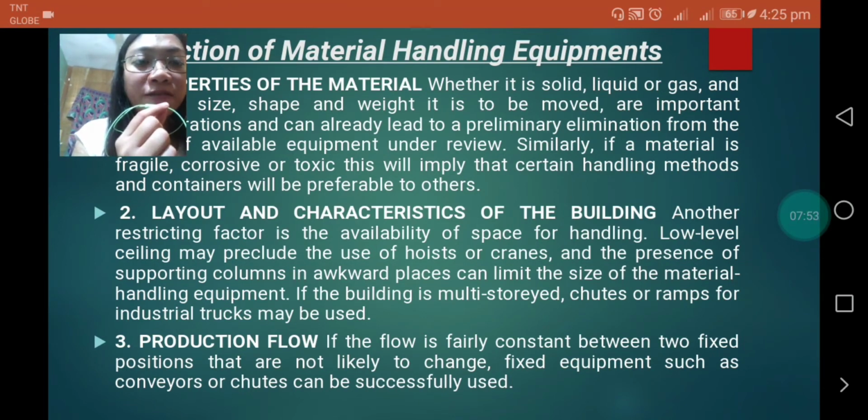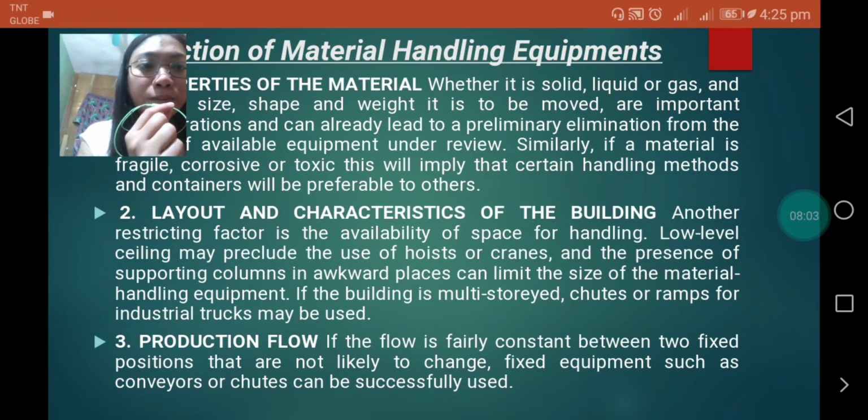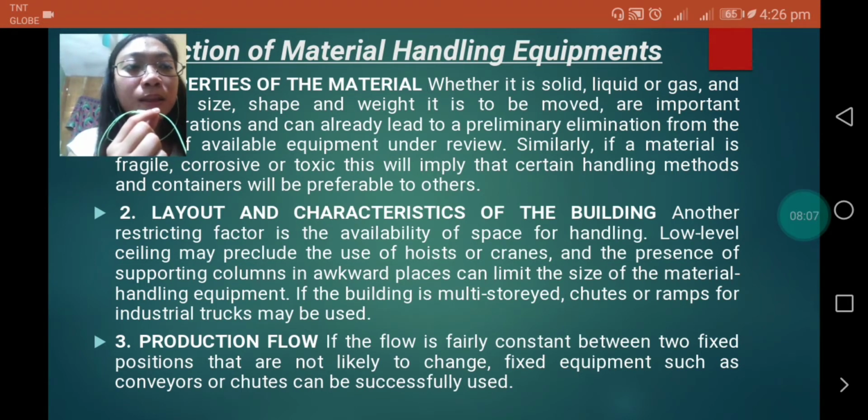Another restricting factor is the availability of space for handling. A low-level ceiling may preclude the use of hoists or cranes, and the presence of supporting columns in awkward places can limit the size of the material handling equipment. If the building is multi-storied, chutes or ramps for industrial trucks may be used.